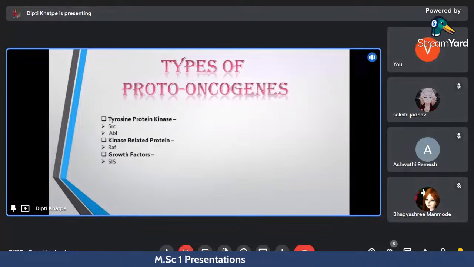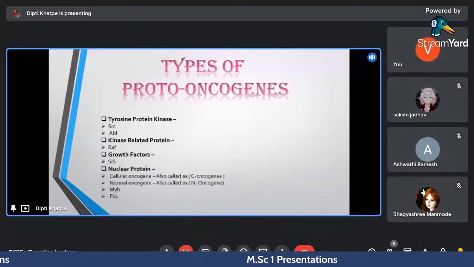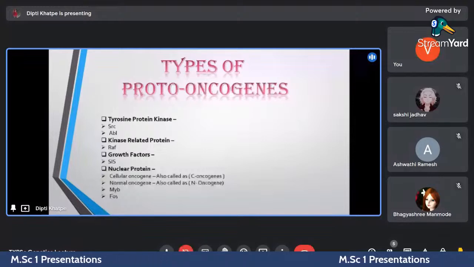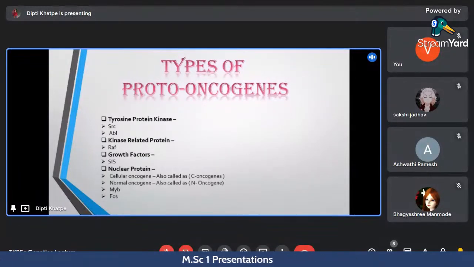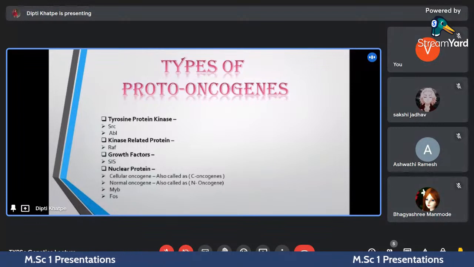And the last one is nuclear proteins like C-MYC, cellular oncogene, also called C oncogene, N-MYC, also called N oncogene, MYB, and FOS. All these genes have the capability to become oncogenes once mutated and amplified. Like chromosomal translocation of CMYC with the IgA gene, which leads to Burkitt's lymphoma.